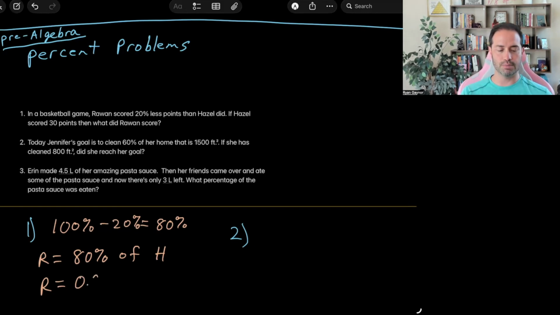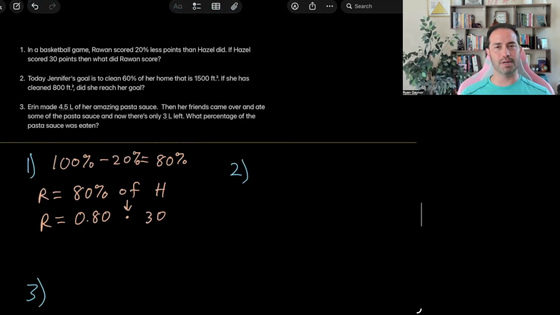So 0.80. I could also write it as just 0.8, because for a decimal, I don't need the 0 at the back end. Of, the direct translation of "of" means multiplication. So I'm going to put a dot. And then H, well, we know that Hazel scored 30 points, so we're going to write 30. So now we have our little math problem. We know that we're doing 0.8 times 30.